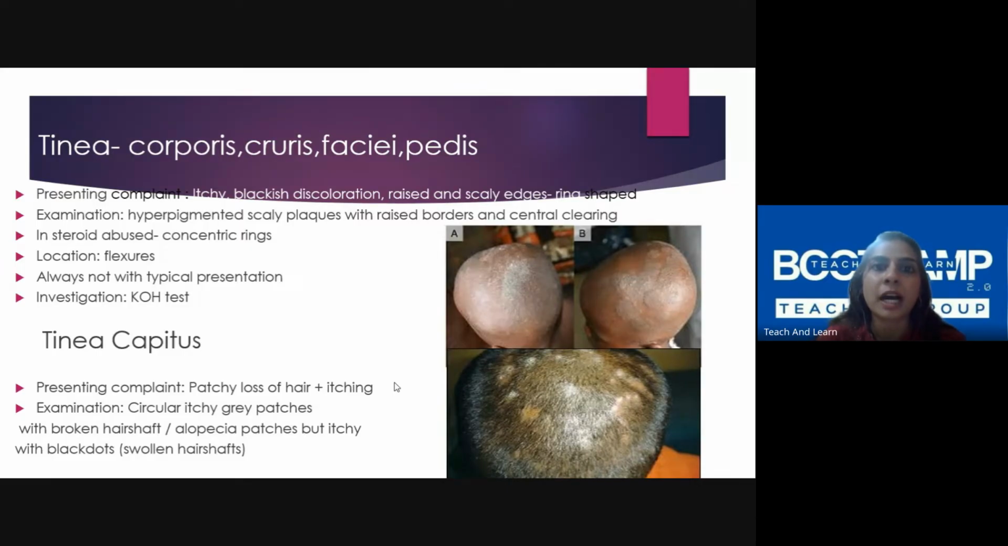Did they go to any barber, a new barber, or get their head shaved? Did the barber clean the blade and things like that? You have to ask those questions, because there will be itching. If there is no itching, we can think of other causes as well. But if it's a child with hair loss and there is itching, you have to think of tinea capitis. When you're closely examining, you can see that they are circular, itchy with gray patches, broken hair shafts will be present, or there will be black itchy dots.